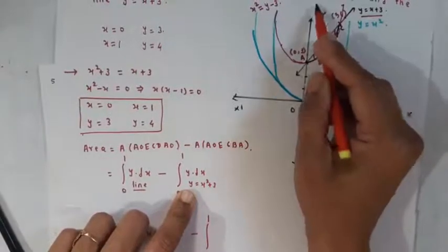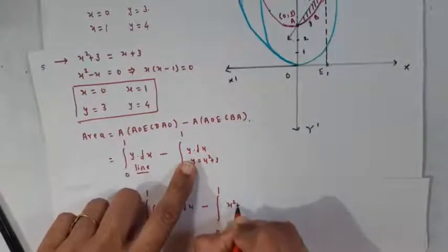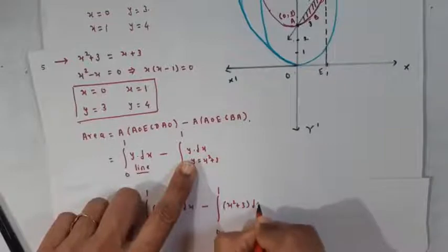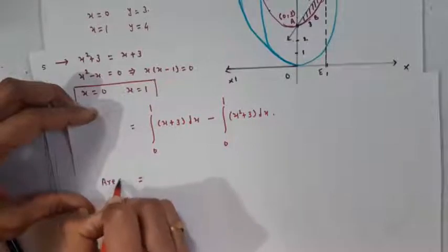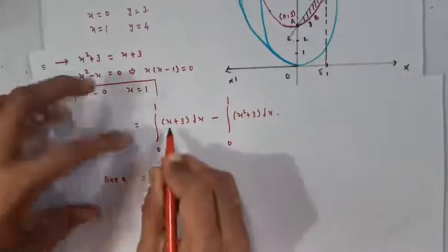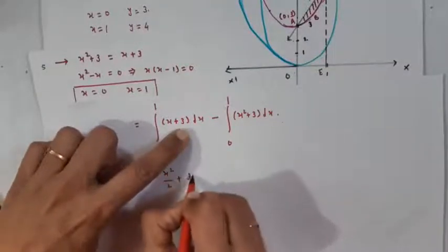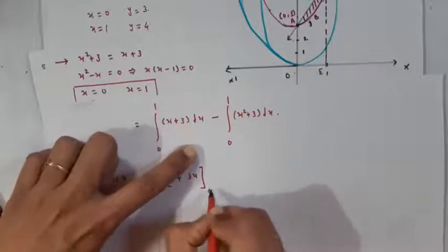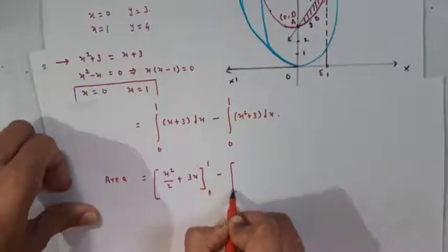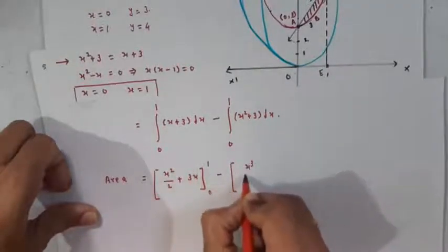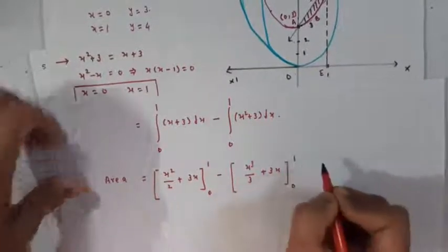and here y equal to x square plus 3, with respect to x. Therefore the required shaded area equals the integration of x, that is x square upon 2, integration of 3 with respect to x is 3x, limits of integration 0 to 1, minus integration of x square, which is x raised to 3 upon 3, plus 3x, limits of integration 0 to 1.